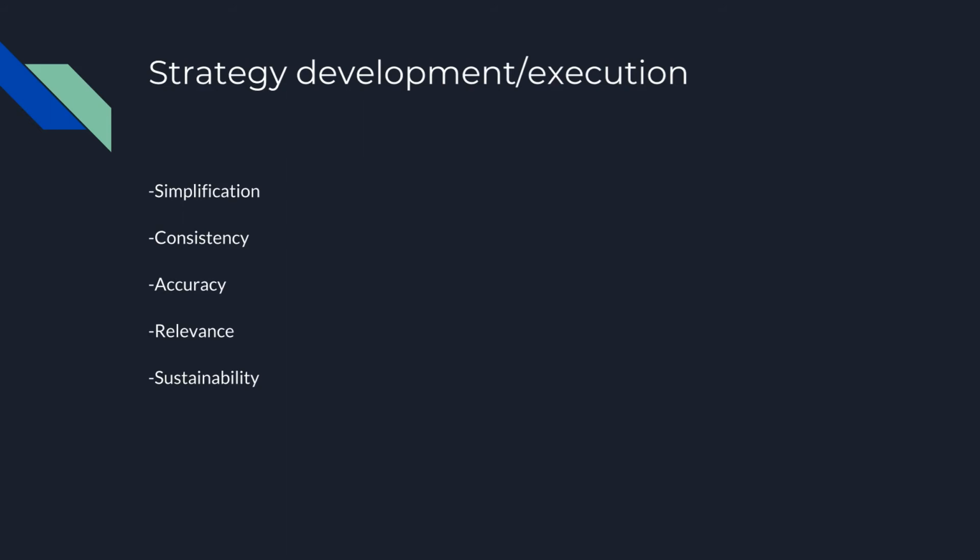So first we have simplification, which is essentially just making it easier for yourself to implement your strategy. There's consistency, which is about how do you create a strategy that you can consistently implement so you can keep playing that strategy and you won't make as many mistakes over a long period of time.